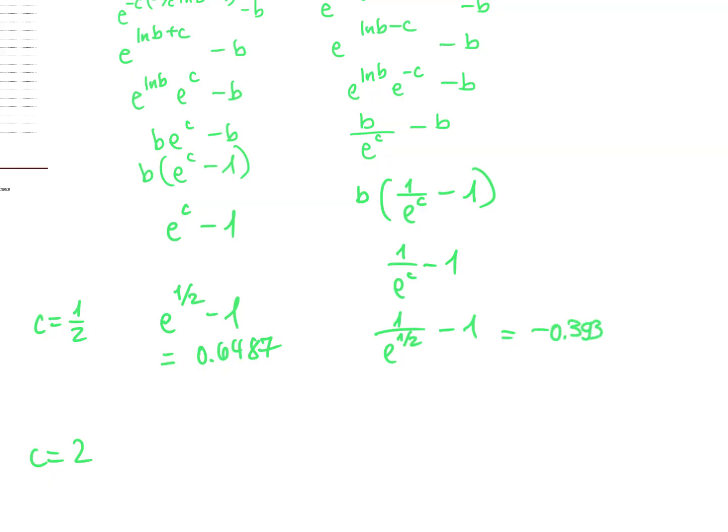So in both of these cases, the signs change. And if c is 2, we have e to the 2 minus 1, which is 6.39, and 1 over e to the 2 minus 1, which is negative 0.865. Either way, signs change. This is a point of inflection.